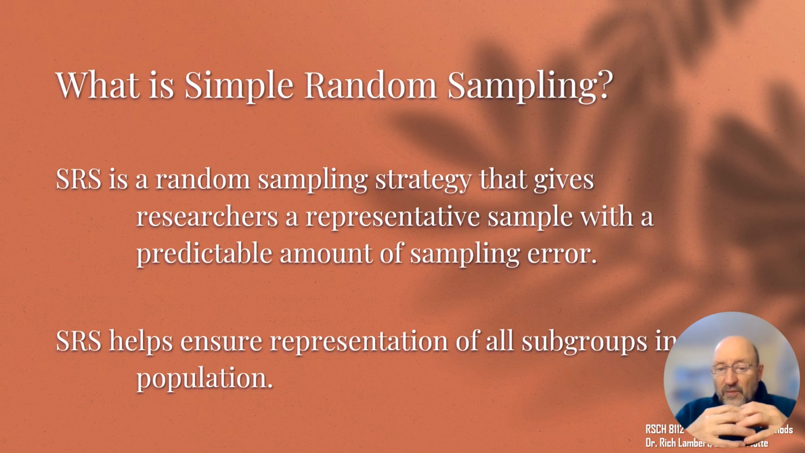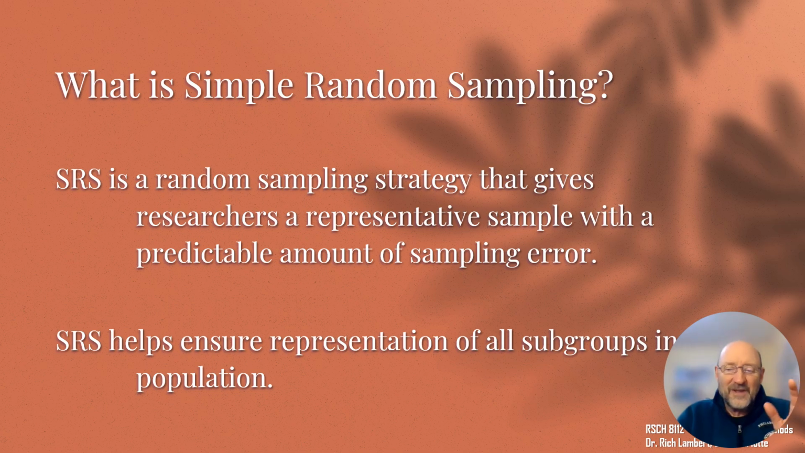Well, SRS is a random sampling strategy that gives researchers a representative sample with a predictable amount of error. If you use simple random sampling, you can calculate, and we're going to do this in this course, what percent error you expect if you get a certain sample size. And of course, the whole purpose of this is to ensure that you have representation from all the subgroups in the population. So you think of this as the hat method, so to speak, right?